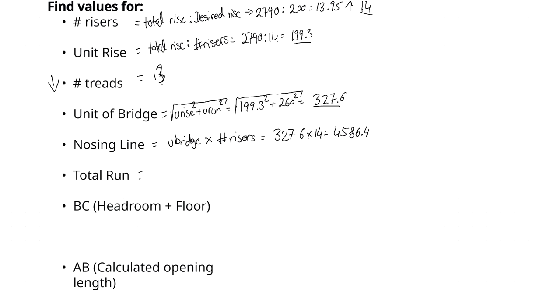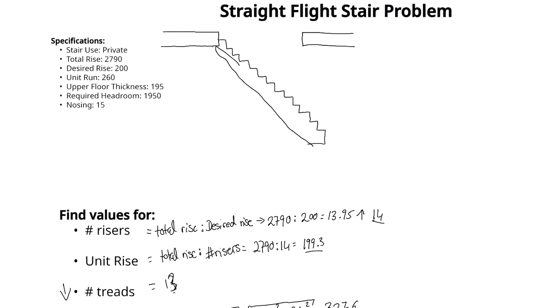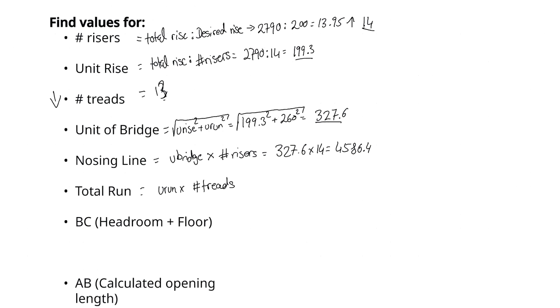Now, the total run is the unit run times the number of treads. And if we go back up and look at our picture, we have our unit run for each of these times however many we have. So that's pretty easy to remember. Let's pop that in there. So unit run was 260 times 13 treads, right? And we already figured that out up here, and we always have one less tread than risers. So total run, 3380.